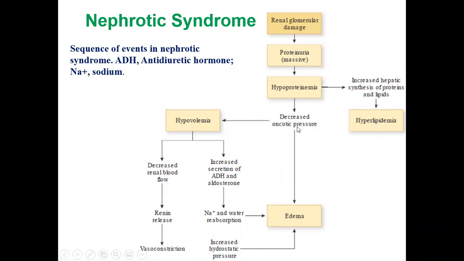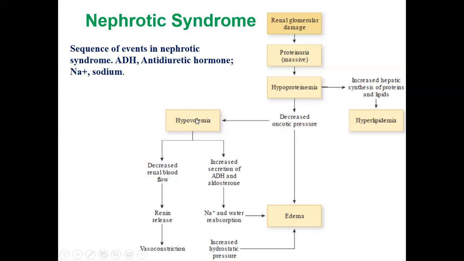When oncotic pressure goes down, it leads to hypovolemia, meaning the total volume in the body goes down. And when volume goes down, renal blood flow decreases. When the kidney does not get enough blood, it secretes renin, and renin causes vasoconstriction. And when blood vessels vasoconstrict, blood pressure goes up.